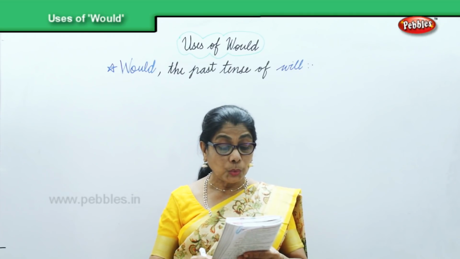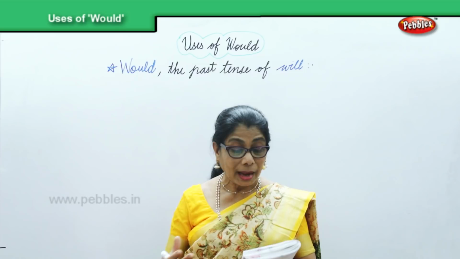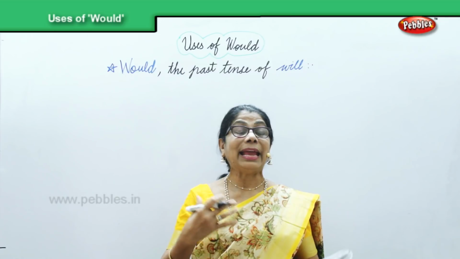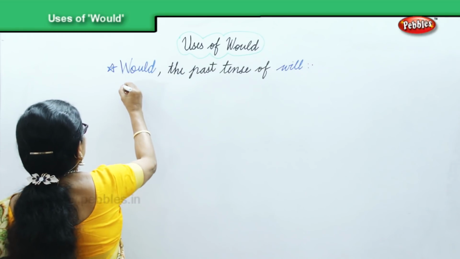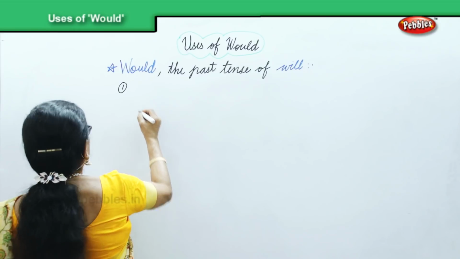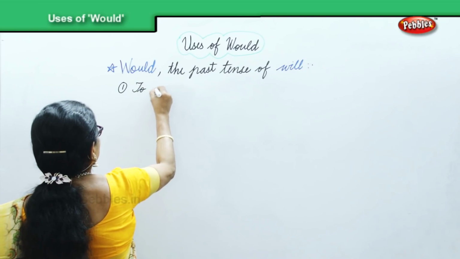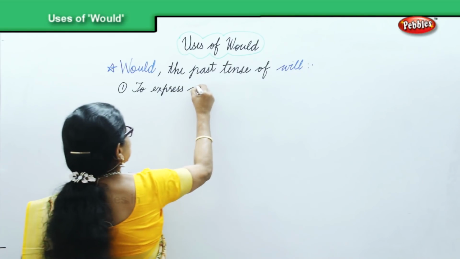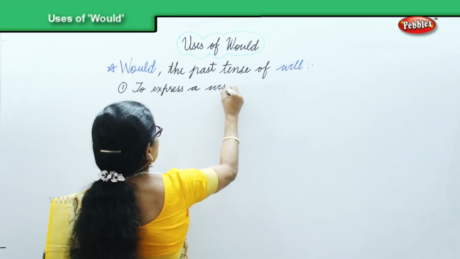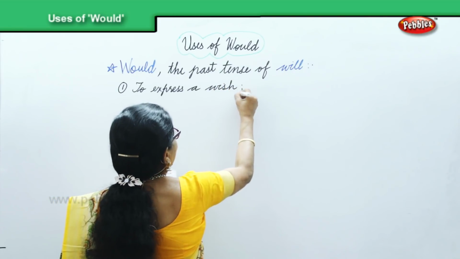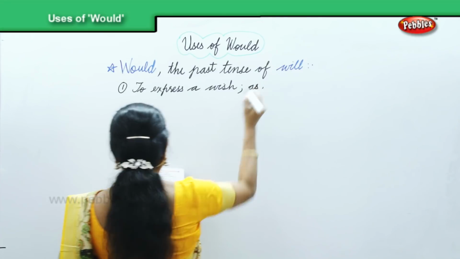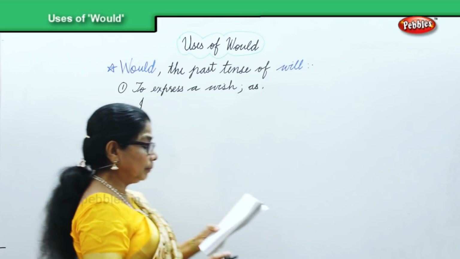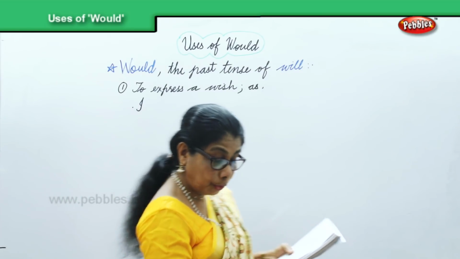The first is to express a wish. I would like to see that book. So the first category is expressing a wish. So let's look at number 1, to express a wish. Okay? Look at the sentence. I would like to see that book.